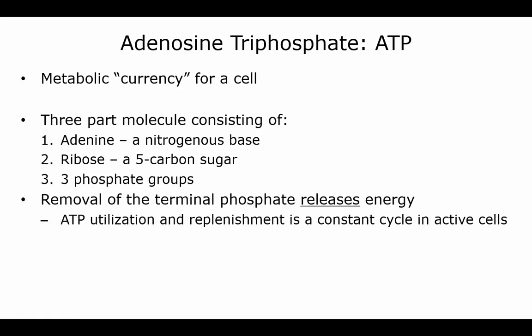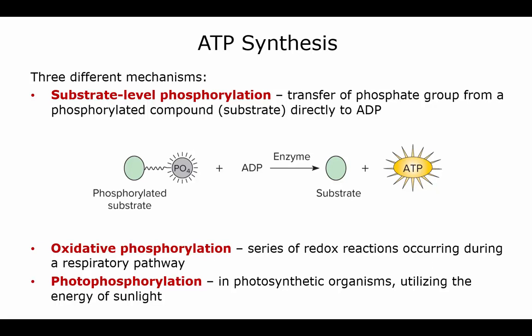If we remove the last phosphate and break that bond, we release energy. And then we're going to add the phosphate back, rebond it, and store energy. So it's going to be a constant cycle that's happening in our cells. Now, there's 3 ways to make ATP. The first way is substrate level phosphorylation.